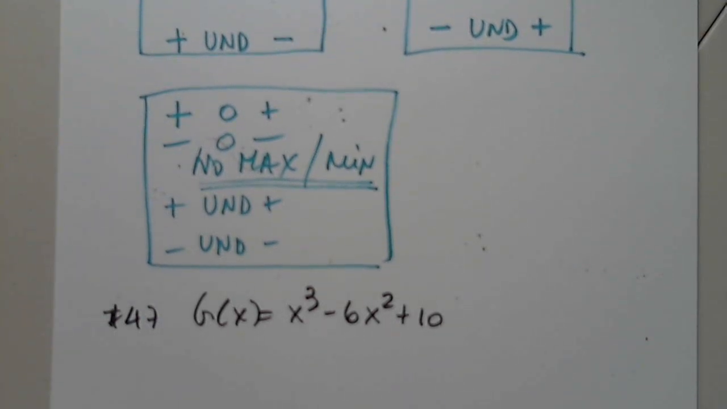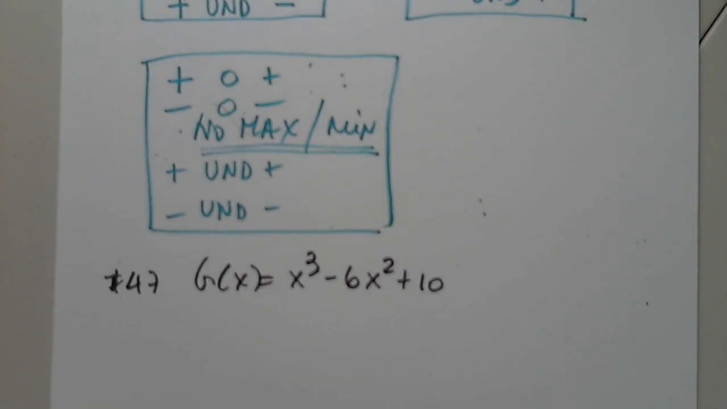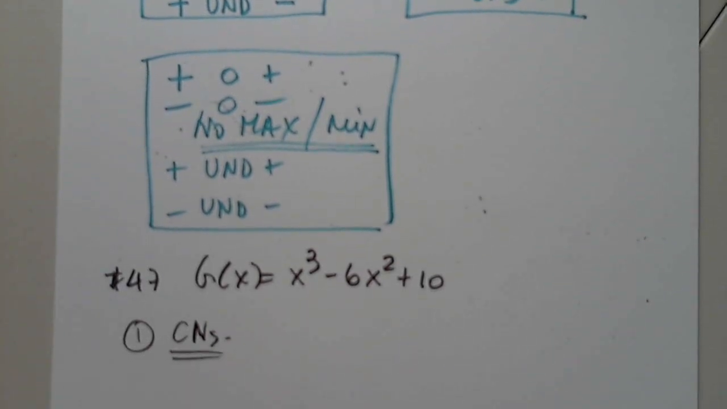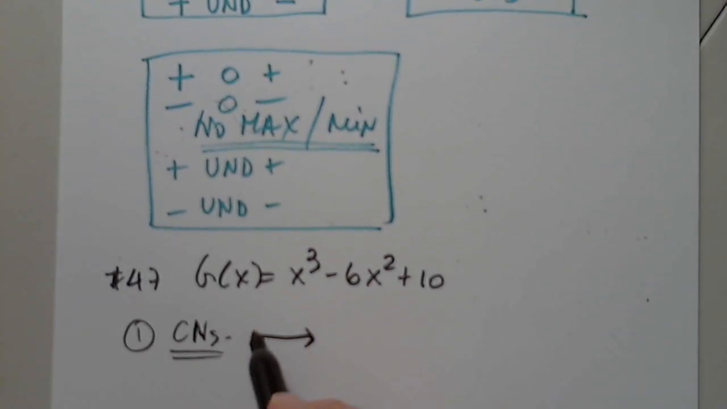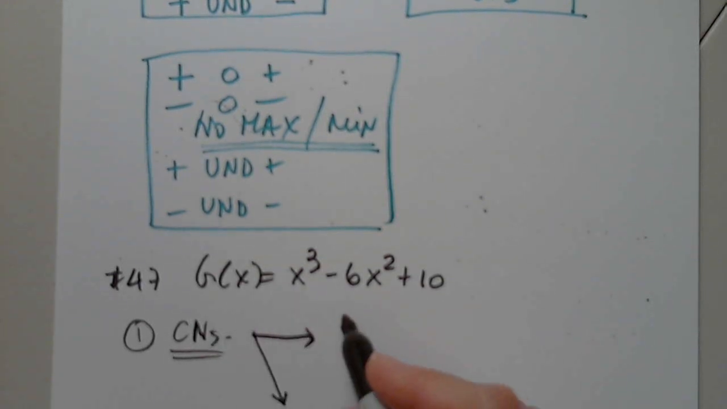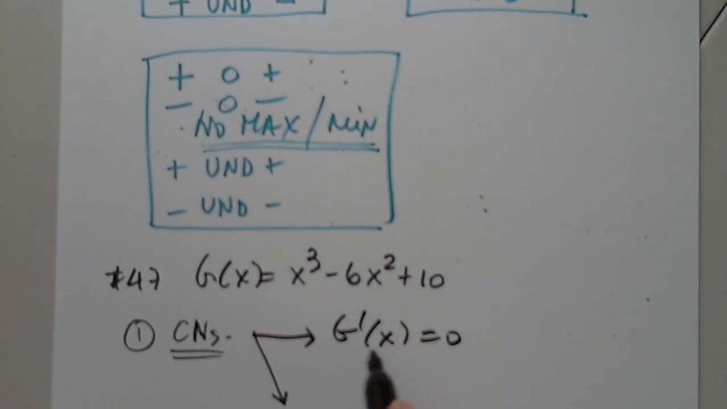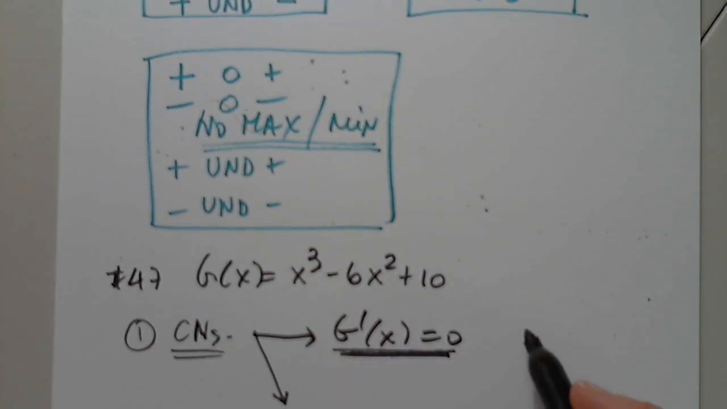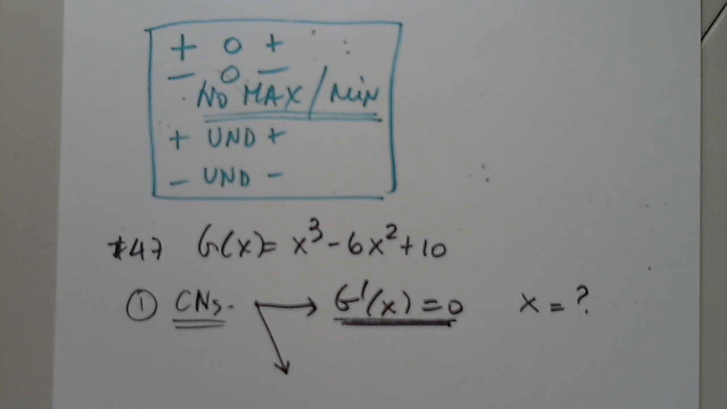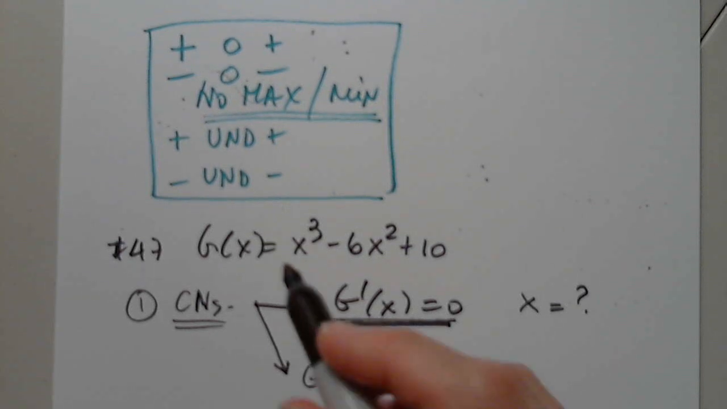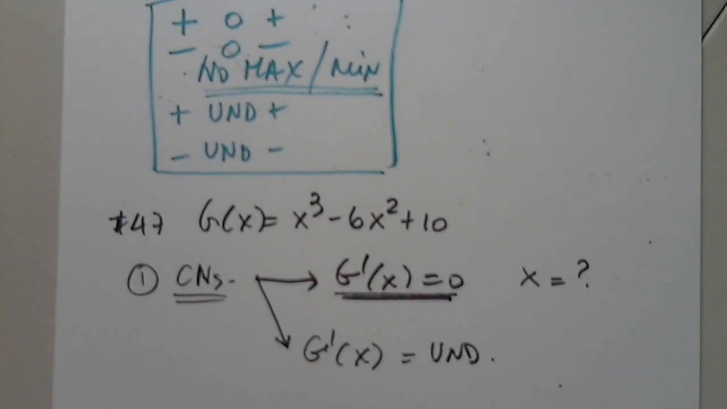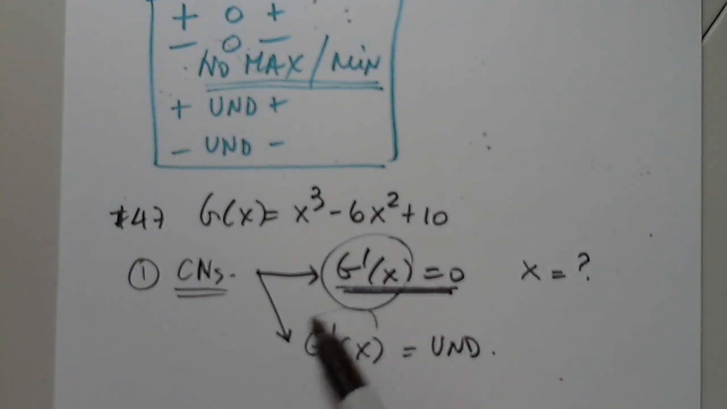No, we're not going to sketch the graph in 3.1. Not possible yet. So we have a function. Number one, let's find critical numbers. Remember, critical numbers come from potentially two sources. g prime of x equals 0. Solve this equation and find x. And or g prime of x is undefined at a point where the function exists.